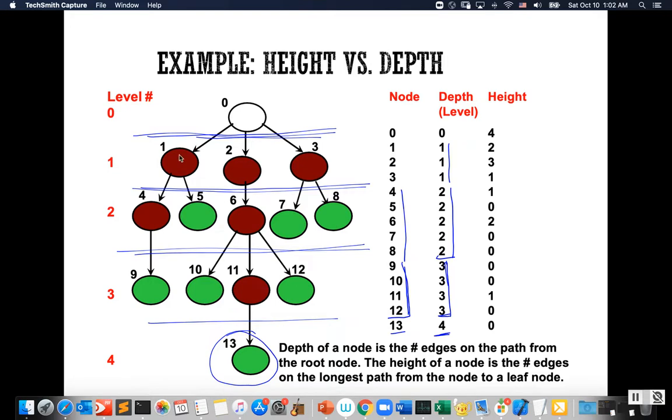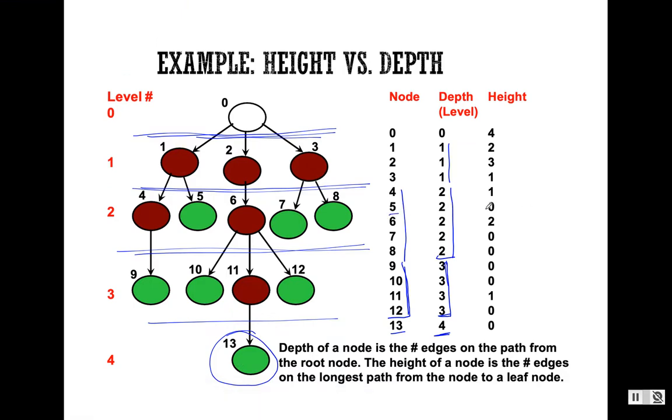So let's find the height of each of the nodes. Here the height of each leaf node is 0. So each leaf node has height 0. Here you can see 5, 7, 8, 9, 10, 12 and 13. They all have height 0.